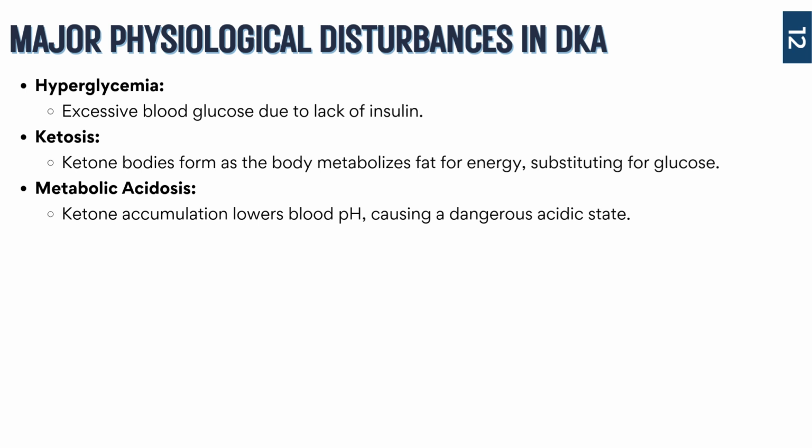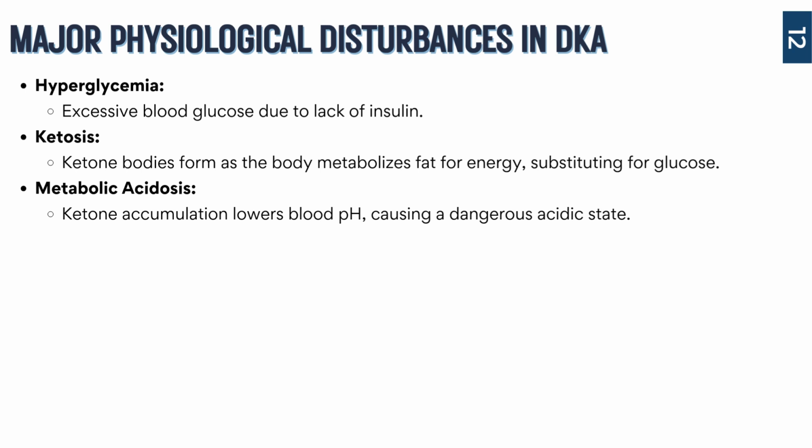But in DKA, ketones accumulate rapidly, reaching high levels that create that imbalance. For instance, you might see acetone, a type of ketone, causing a fruity smell on the patient's breath, which is one of those unique signs of DKA.